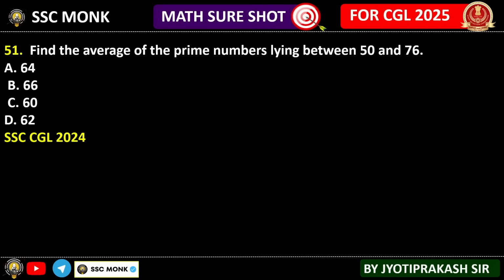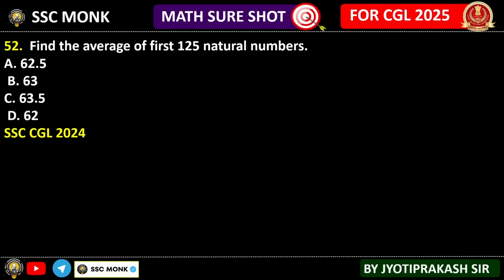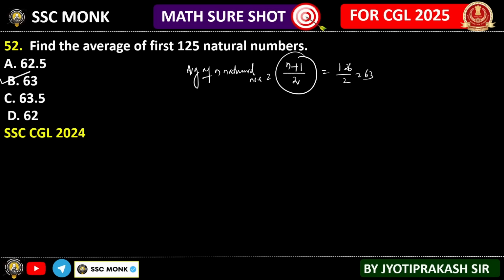Okay. Next. Find the average of the prime numbers lying between 50 and 100. I won't solve it. Homework. Find the average of the first 125 natural numbers. That is n into n plus 1 by 2, the total of the numbers, divided by n. So always remember, the average of the first n natural numbers is equal to n plus 1 by 2. That is 126 by 2, that is equal to 63. Answer option B. Next.